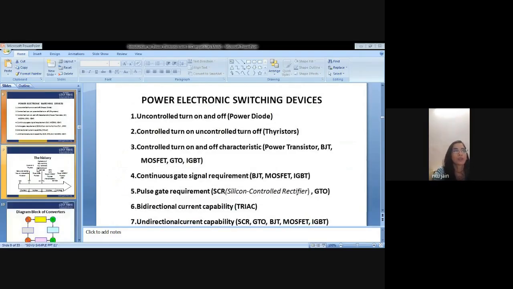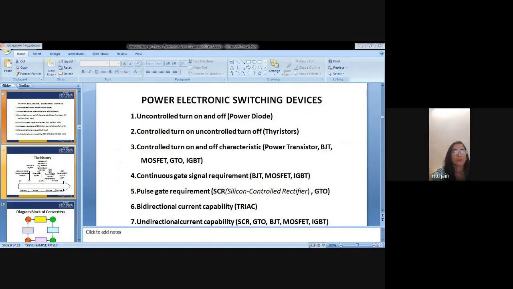So, power electronic switching devices. These are the different power electronic switches. By using these switches or devices, we can control our power. I have already explained what power is and how it is controlled using power electronic devices. These are the different switching devices by which you can control the power. One is uncontrolled turn on and off, this is the power diode. The second one is controlled turn on, uncontrolled turn off.